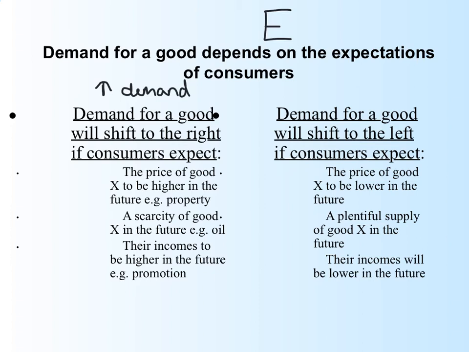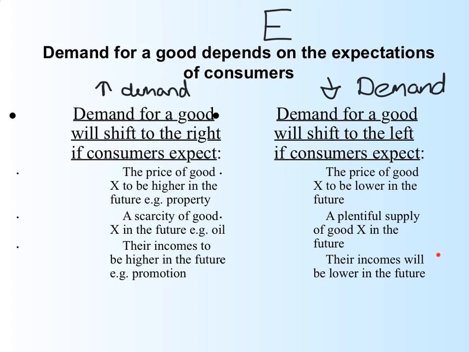When we look at the demand shifting to the left, which means a decrease in demand, the price of good X will be lower in the future. They think that there is going to be plentiful supply of the good in the future, so they don't bother buying it now, they wait until a later date. This one here, the price of the good being lower in the future, happens all the time. For example, if a consumer thinks there's going to be a sale in the future, they're going to hold off on buying a good now, and they'll just wait until it's on sale. Okay, and then finally, their incomes would be lower in the future.